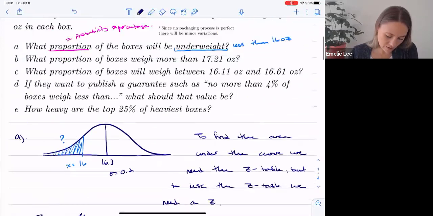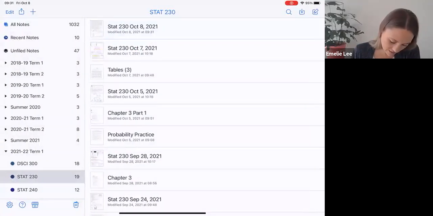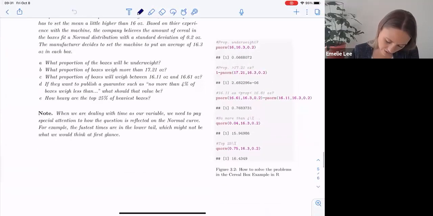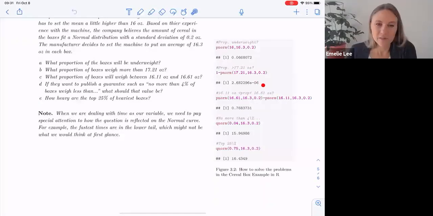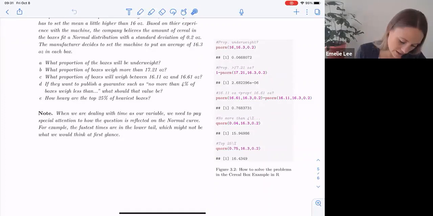Notice that R code on the side, right here. We did the calculation here and it was 2.68 times 10 to the negative 6. That's really, really small. That's approximately 0, right? And so we were able to get more precise values here if we use R, but using the Z table, we max out at 3.49 on either side.